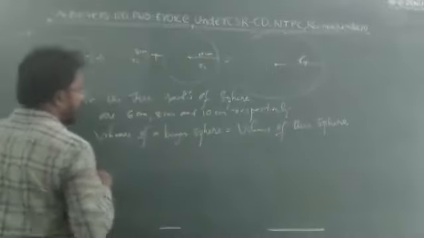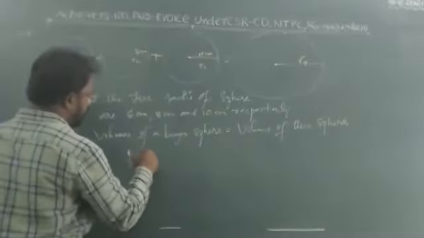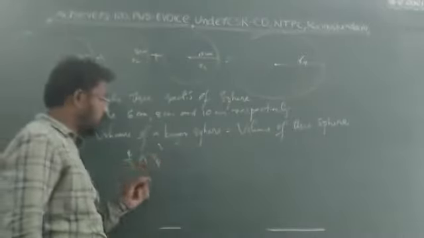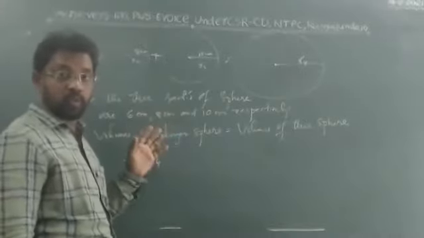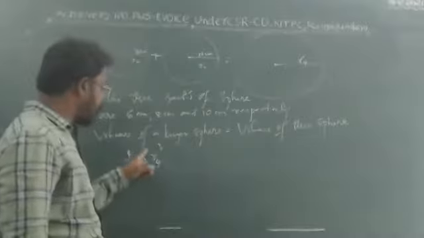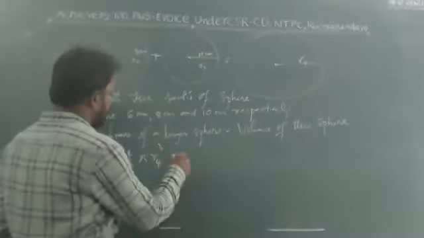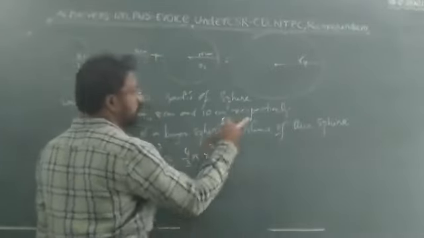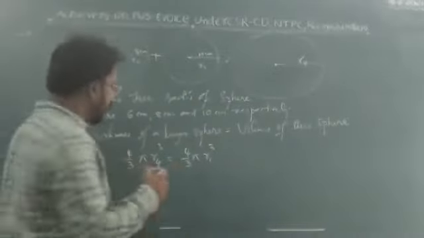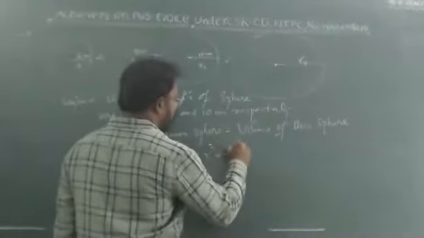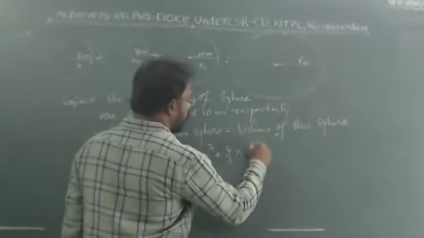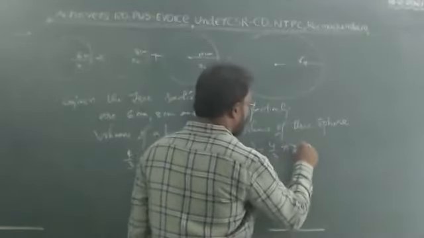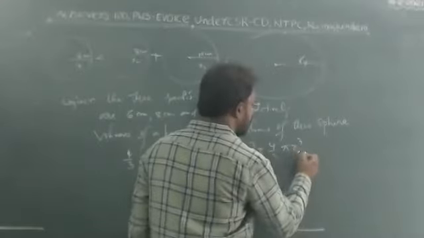Now, what is the volume of a sphere formula? 4 by 3 pi R4 cube. We took R4 there, that is the most important. Blindly, you should not take pi R cube, it's wrong. 4 by 3 pi R4 cube is equal to 4 by 3 pi R1 cube plus 4 by 3 pi R2 cube plus 4 by 3 pi R3 cube, because three spheres we have to add together.